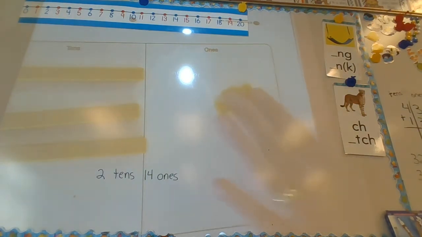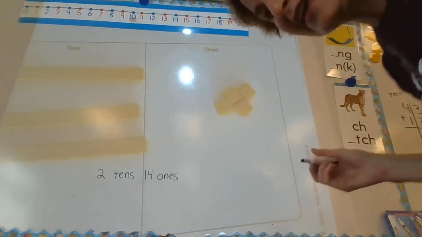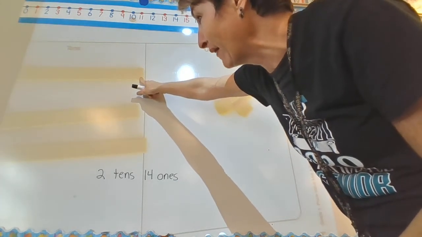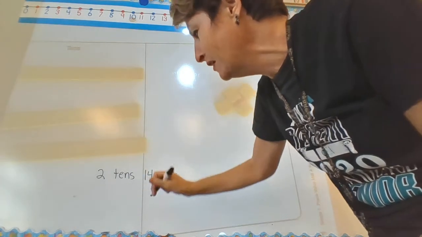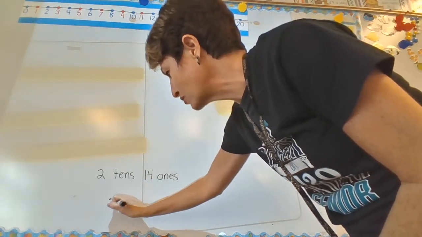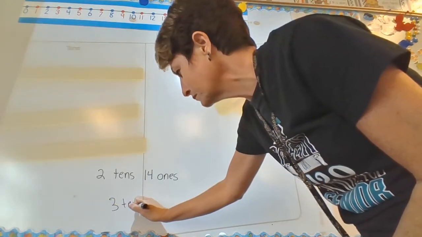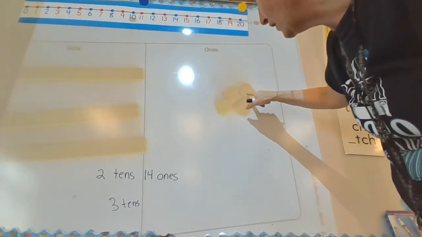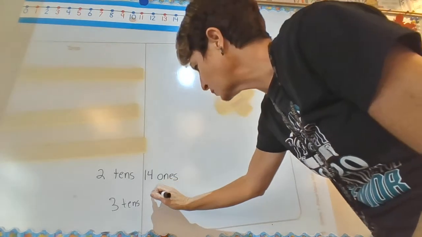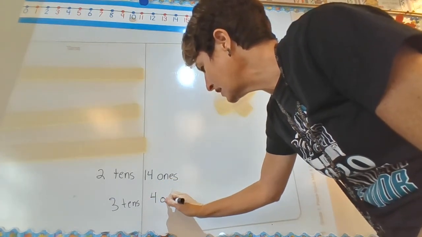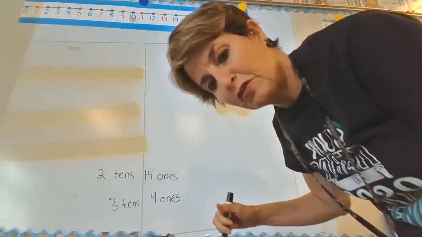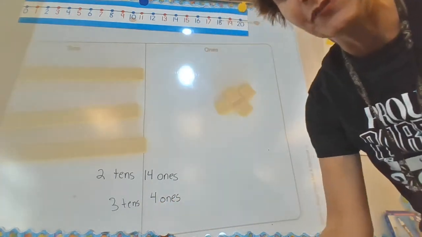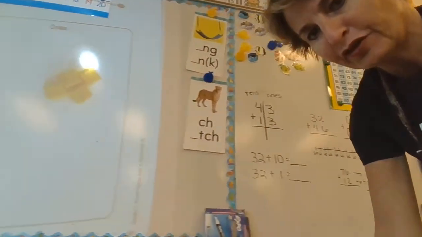So now, how many groups of 10 do I have? How many do I have, Madeline? 1, 2, 3. That's right. So now I have 3 tens. And how many ones do I have, Grayson Daly? 1, 2, 3, 4. That's right. 3 tens and 4 ones. So the number is 34. That's right. Okay, let's come over here.